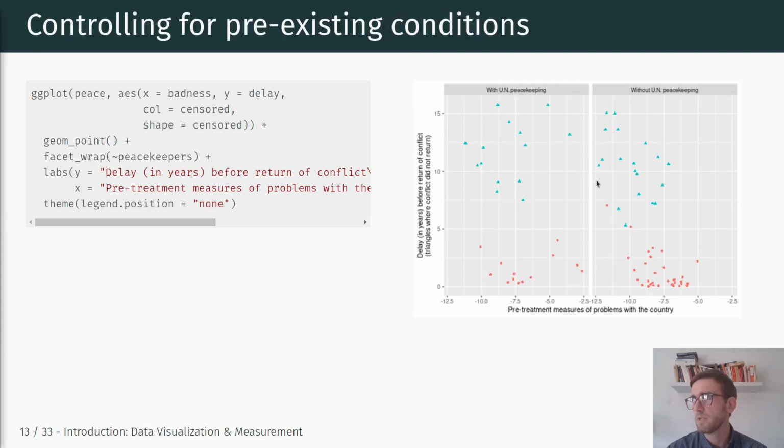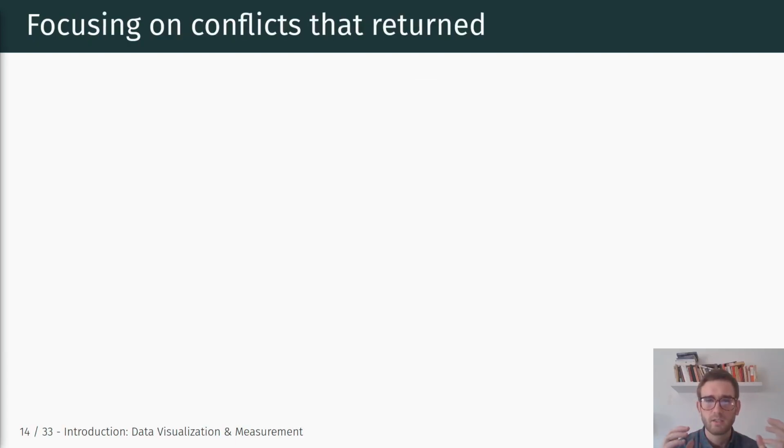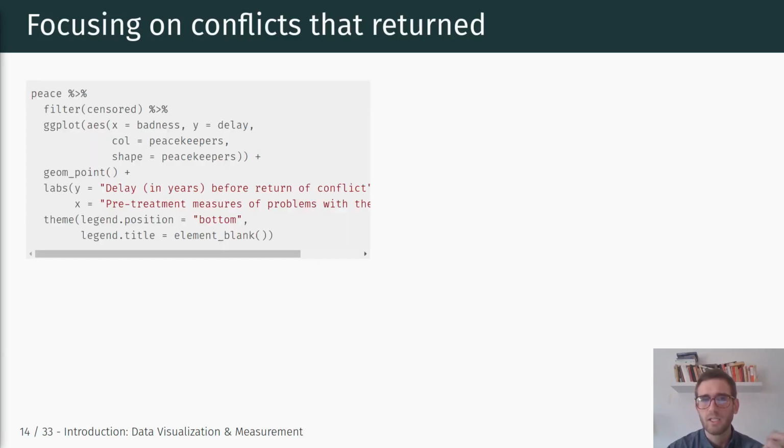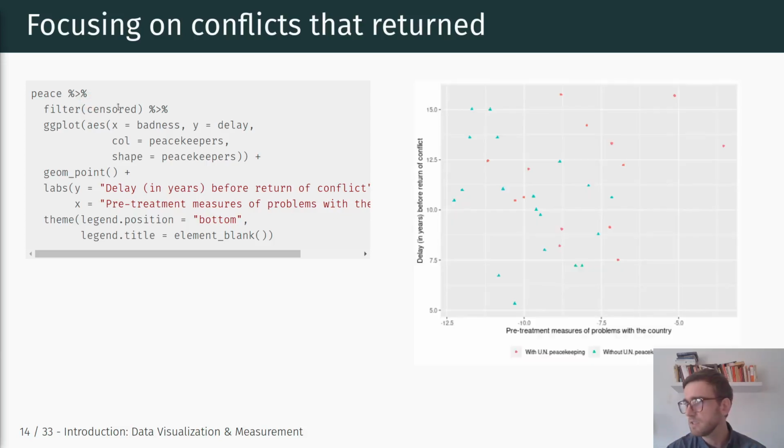In order to make this comparison, this is the figure that is in the book, but you could argue that maybe this is not the best visualization to make this specific comparison. One thing we can do to make this a little bit more clear is to focus directly on conflicts that returned and only look at the delay for conflicts where civil war returned. And so I'm doing this here in a quick variation of this plot. We're only filtering now censored cases.